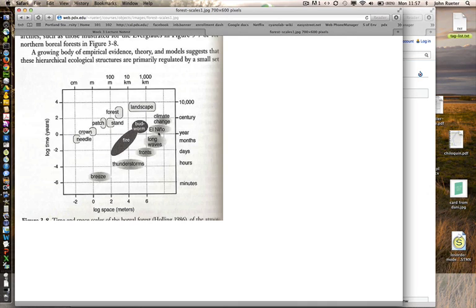This type of diagram is very useful. It captures an incredible amount of information, all the way from 10,000 years and thousands of kilometers down to just minutes and meters, and puts that all in one diagram so you can see how all of these processes are related and the importance of looking across all these scales.